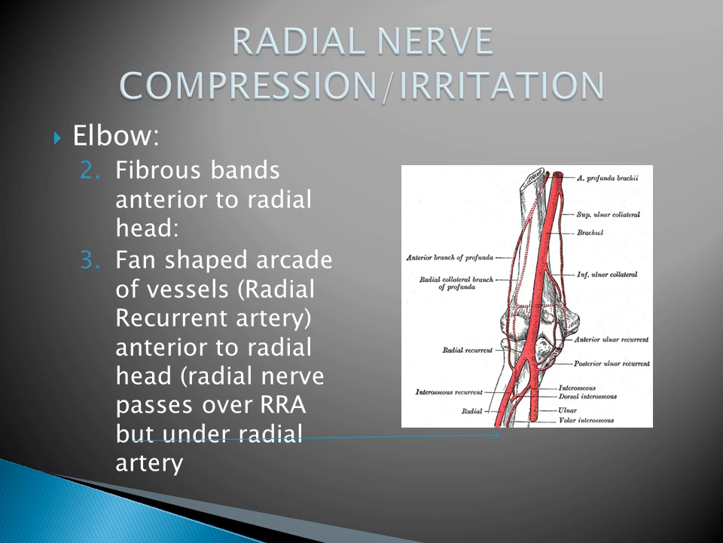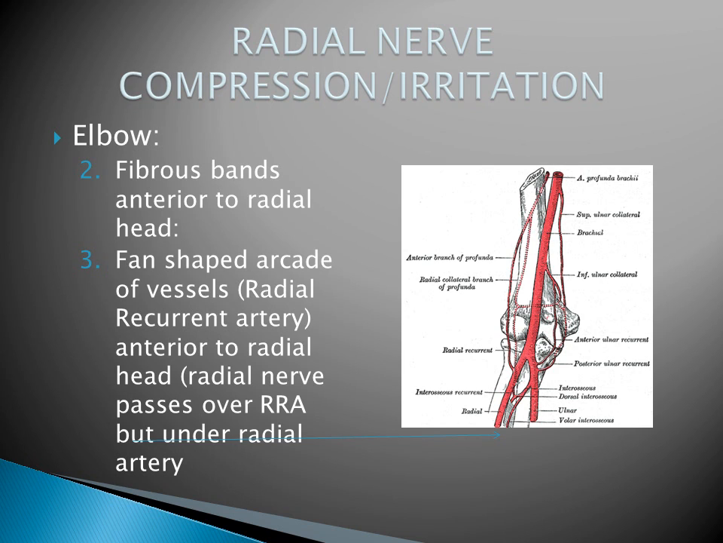Below the supinator muscle and immediately anterior to the radial head, there are fibrous bands due to the confluence of muscles in this area, and either hypertrophy of muscles and or thickening of fibrous bands can cause compression of the radial nerve here. In this case, we could have compression of either the posterior interosseous nerve, or depending upon the location of the fibrous bands, the superficial branch.